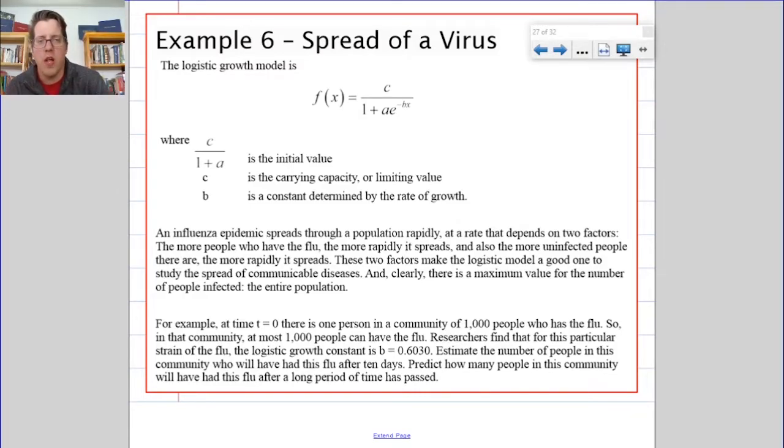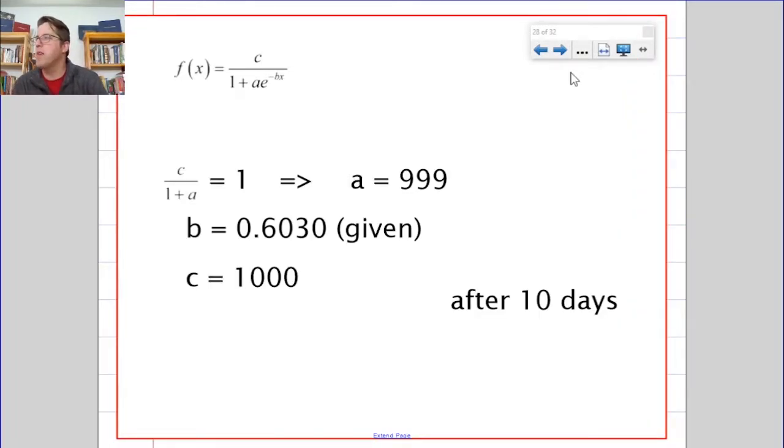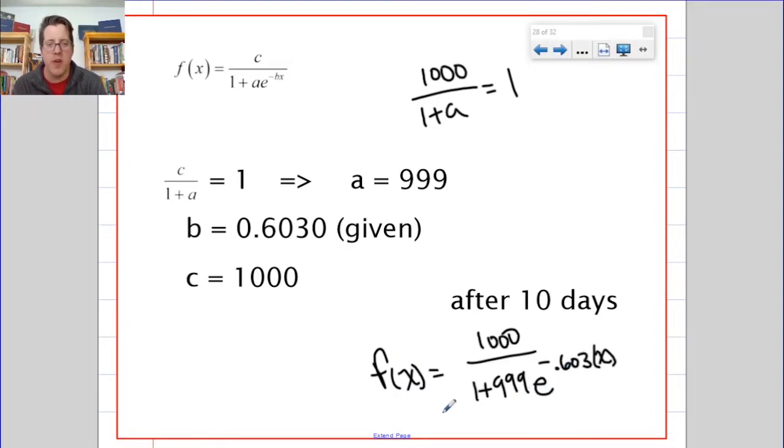We need to work a little bit to figure out what our a value is. Since c over 1 plus a is our initial value, and we're given that that's 1, that tells us that a has to be 999. C, the carrying capacity, was 1,000, so we have 1,000 over 1 plus a equals 1. Therefore, a must be 999. They've asked us what is going to happen after 10 days. So first we need to write the function. After we write the function, we need to plug in 10. If you plug that into your calculator, you get about 293.8. So we're going to round that up and we're going to say 294 people.